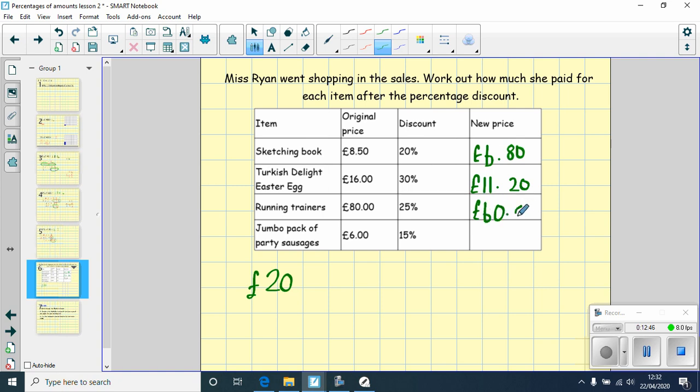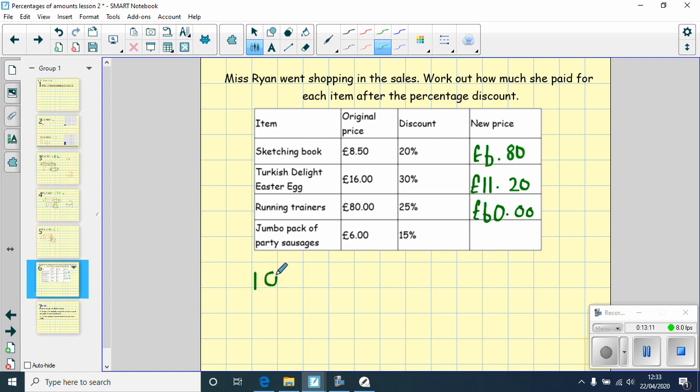And you can put, you know, 0 pence if you want. Remember, you don't need to put your pen sign. So that one was quite easy, wasn't it? Right, and the last one, again, one of Miss Ryan's favourite things. We all know she likes the little party sausages. So she wanted a jumbo pack of these, and the original price was £6, and there was a discount of 15%. So let's work out how much she paid for them.